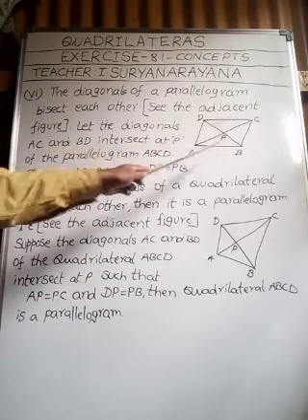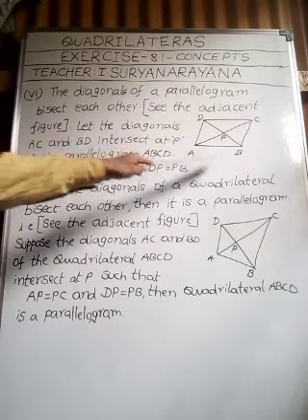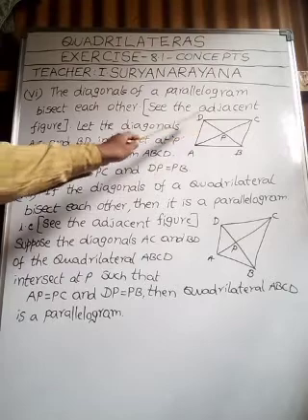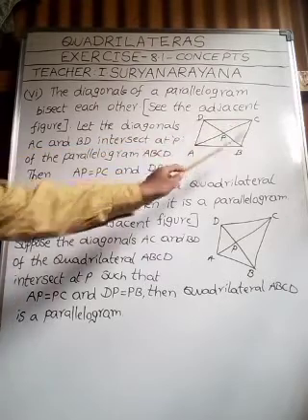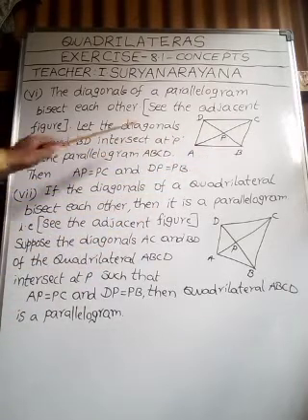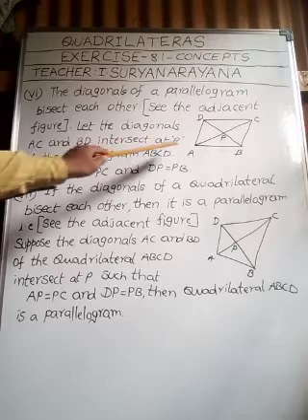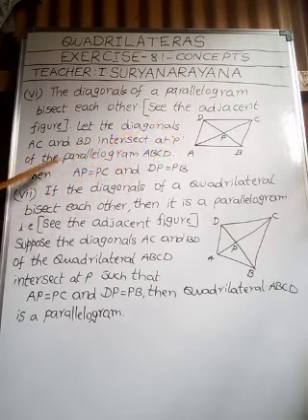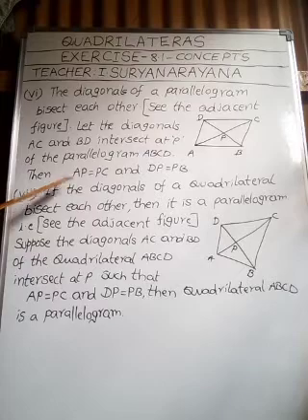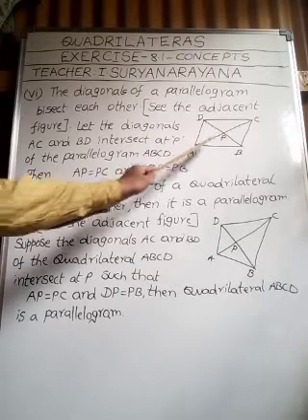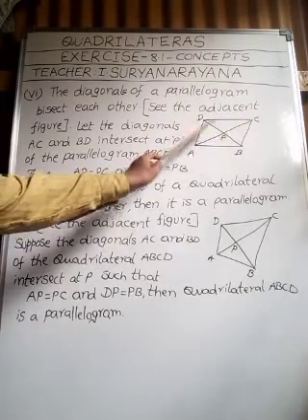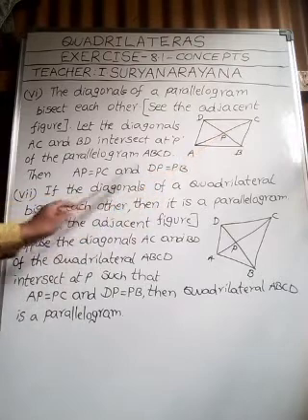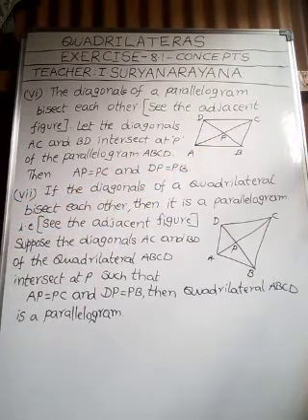See this adjacent figure. Here ABCD is a parallelogram. AC is one diagonal and BD is also a diagonal. Let the diagonals AC and BD intersect at P. Then AP is equal to PC, and DP is equal to PB. These two conditions are satisfied. Okay, my dear children, understood this point?